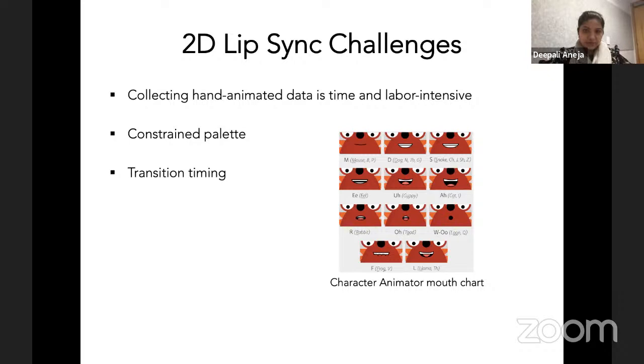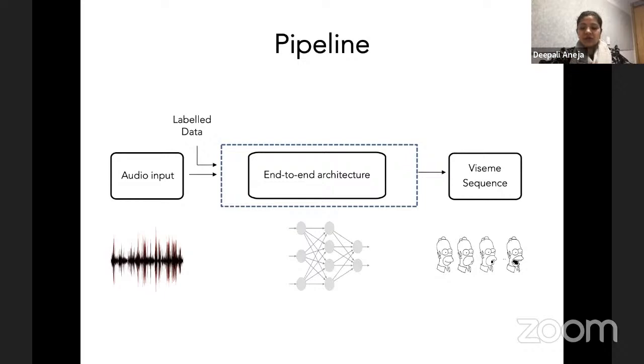Some of the technical details are confidential, so I will just give an overview of the pipeline of how we solve this problem. This is the live lip sync case. Our system relies on the existing architecture, but one of the contributions is in identifying the appropriate feature representation and network configuration to achieve state-of-the-art results for live lip sync. Another key contribution is the method for collecting the training data for our model. The input is the audio input. We train an end-to-end network, and we get the viseme output. As you can see, I've shown Homer Simpson here in 2D, showing different mouth shapes as an output.